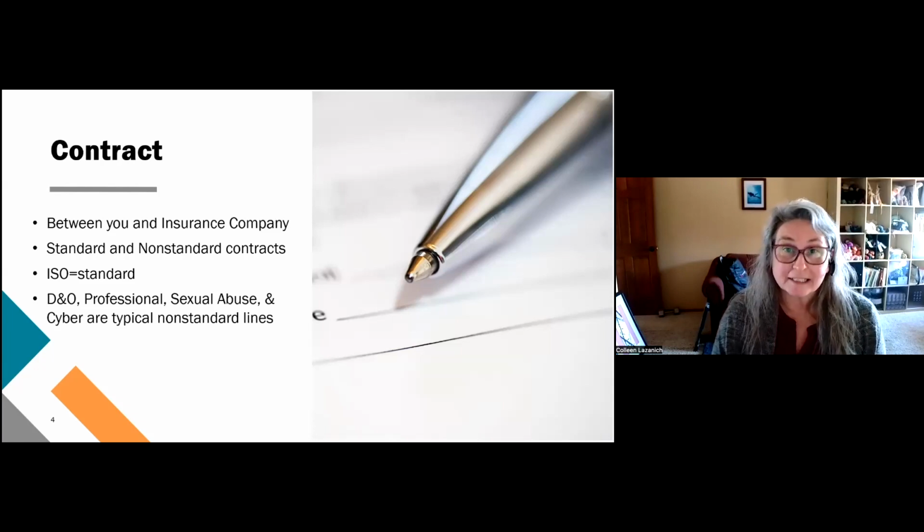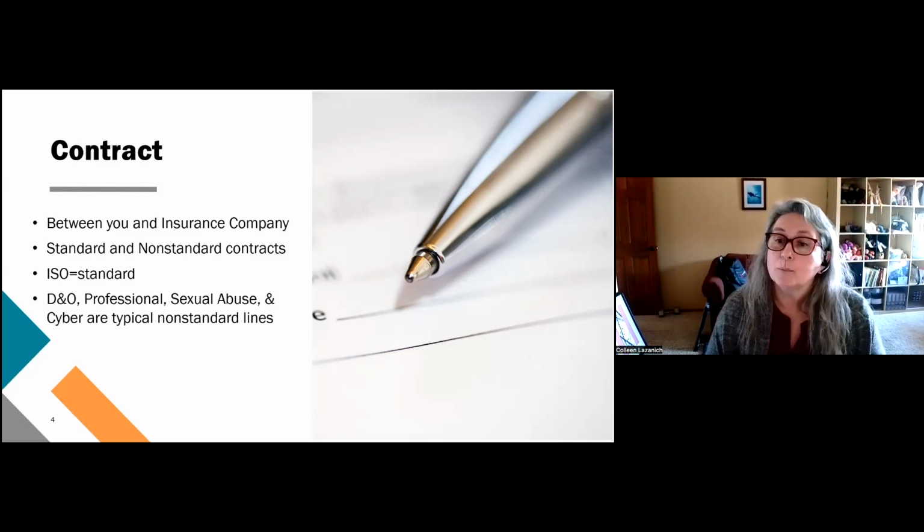So I've mentioned contracts a couple of times. The insurance policy is a contract between you and the insurance company. Your insurance broker, which I'm going to show on the next slide, is not a party to that contract. They're going to help you find it. They're going to tell you what potential uncovered hazards you may have. They're going to help you choose the best policy for the best cost. But that contract, the actual insurance policy, is between you and the insurance company, your organization and the insurance company.